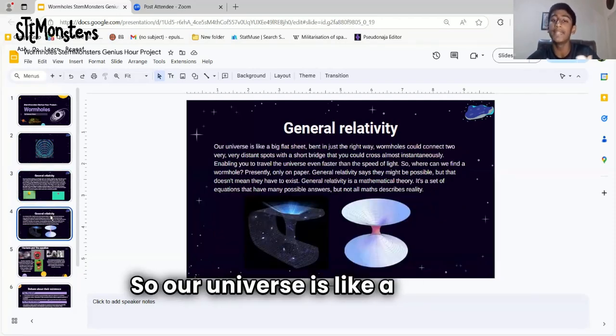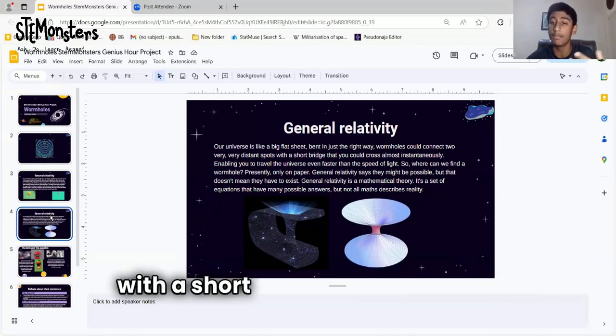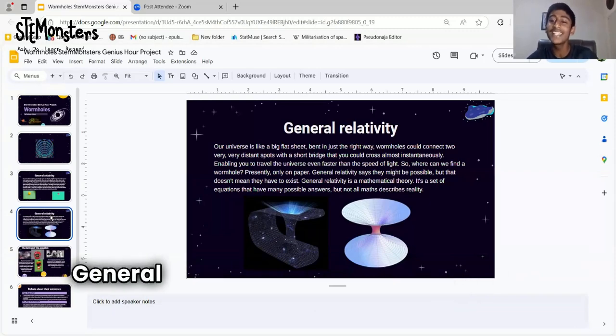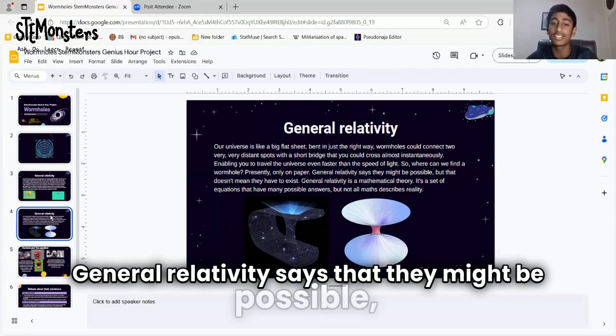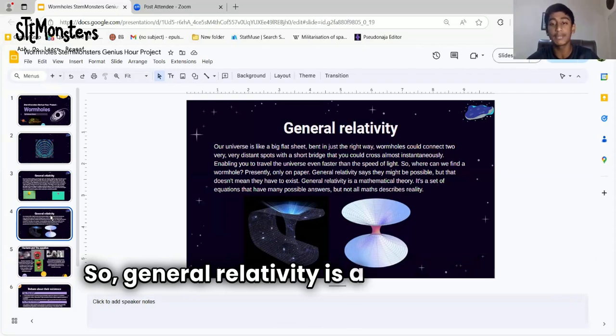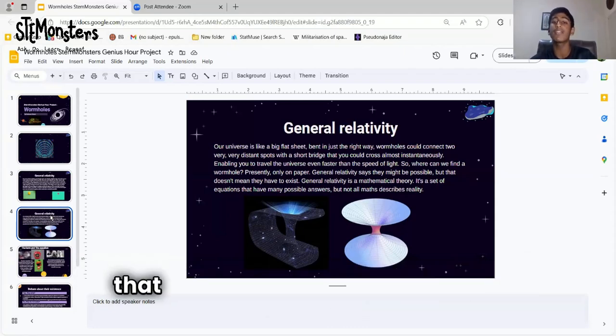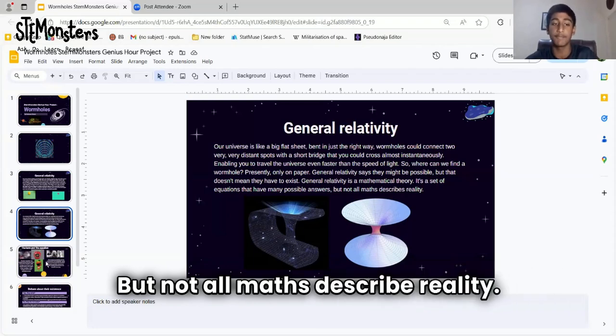So our universe is like a big flat sheet bent in just the right way. Wormholes can connect two very distant spots with a short bridge that you could cross almost at the speed of light. So where can we find a wormhole? Presently, only on paper. General relativity says that they might be possible, but that doesn't mean they have to exist. General relativity is a mathematical theory. It's a set of equations that have many possible answers, but not all math describes reality.